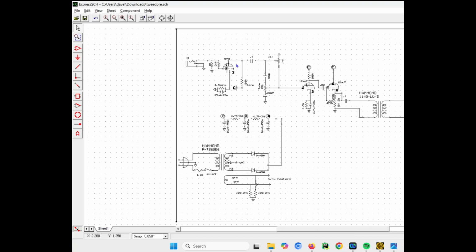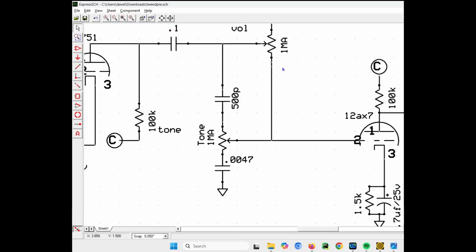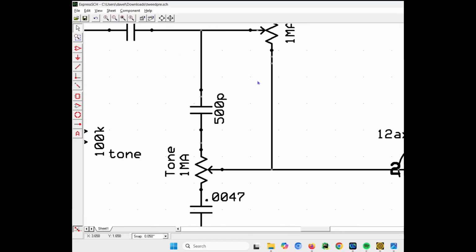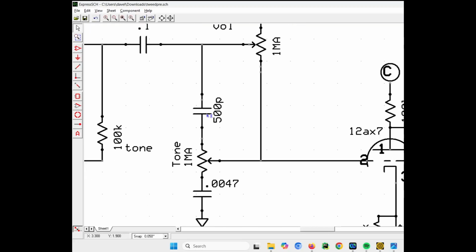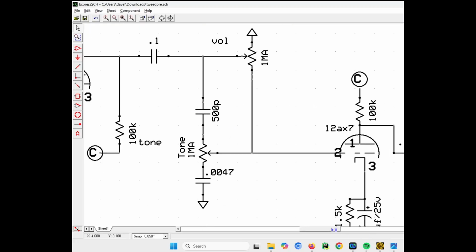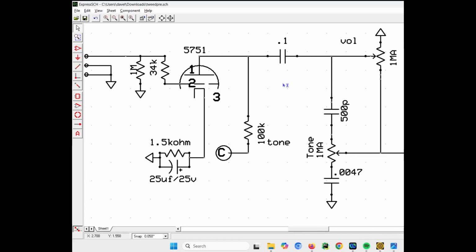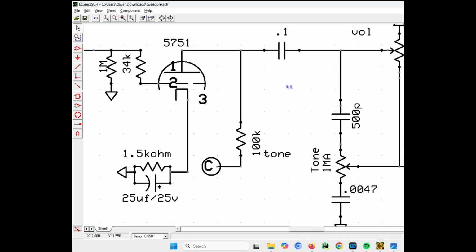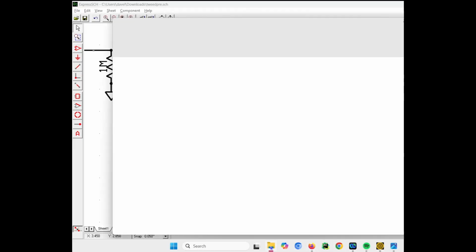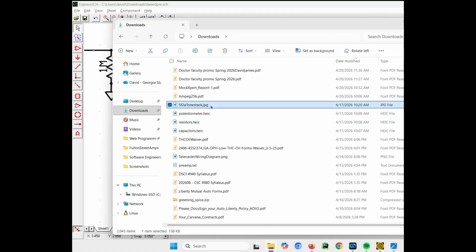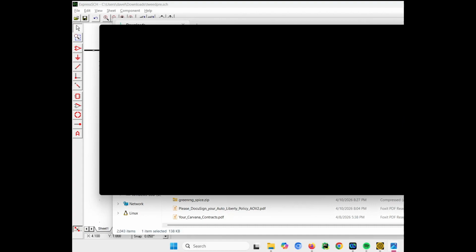Okay, so what we're going to do is zoom in on just the EQ portion of this schematic, okay, which is going to be right here. Actually, I have a better picture of this that's zoomed in. Here we go.